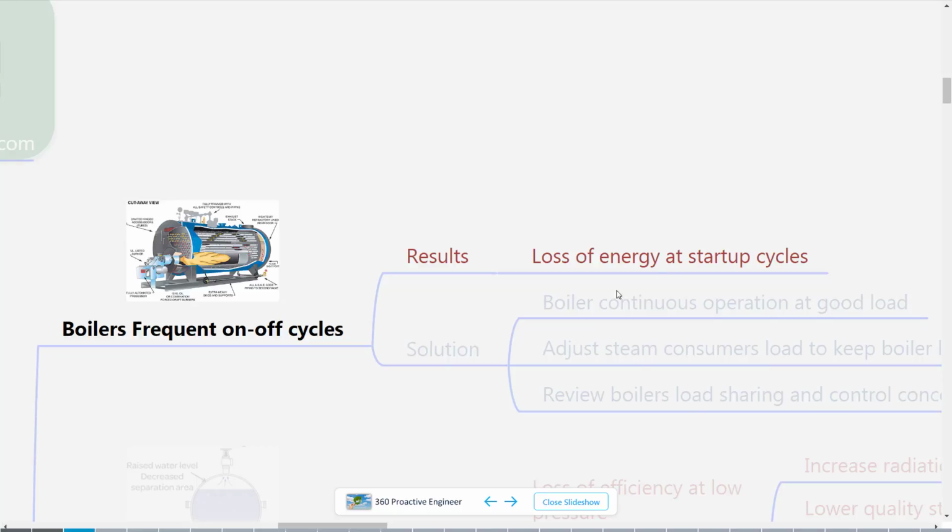This will result in loss of energy during the startup cycles because part of the energy will be given to the casing for preheating the casing whenever we are starting the boiler, besides the other part that is given to the water to generate the steam. So when we are repeatedly doing this, we will lose a significant amount of energy for preheating the casing.